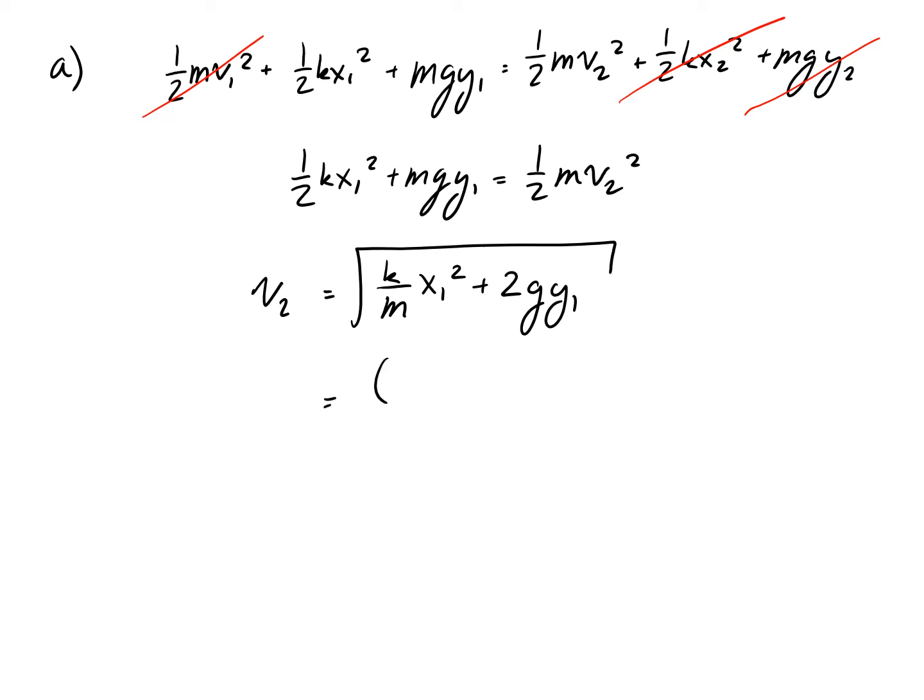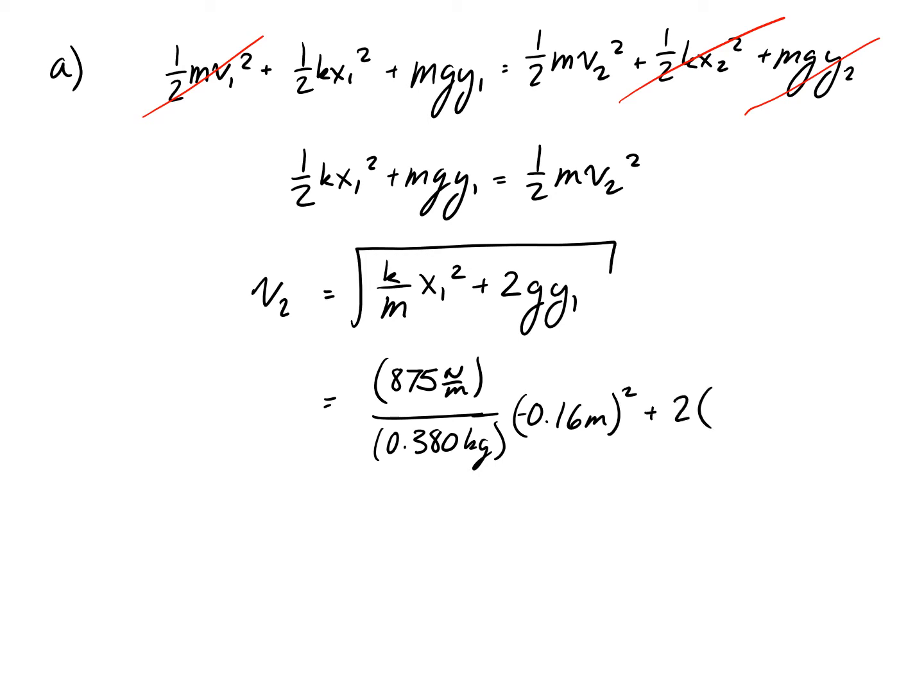So we can now plug in our information. So k was given as 857 newtons per meter. The mass of my ball is 0.38 kilograms. My position is negative 0.16 meters. That's going to get squared, plus 2 times the acceleration due to gravity here on Earth, times the height of my ball at point 1.